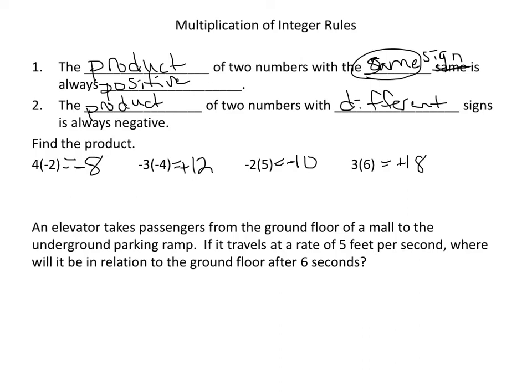So an elevator takes passengers from the ground floor of a mall to the underground parking ramp. If it travels at a rate of 5 feet per second, where would it be in relation to the ground after 6 seconds? So it's descending 5 feet per second and it's traveling for 6 seconds. We can do 5 times 6, which would be 30, but because it's going below ground, or negative 5 times 6, it would be 30 feet below, or negative 30.